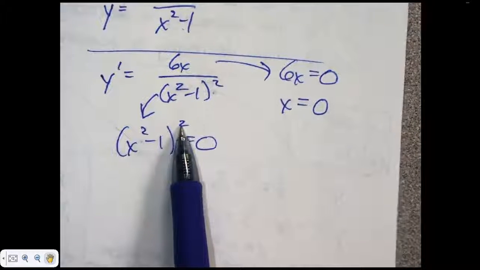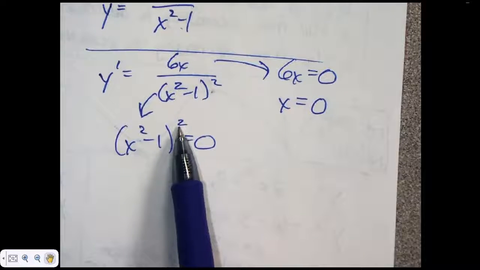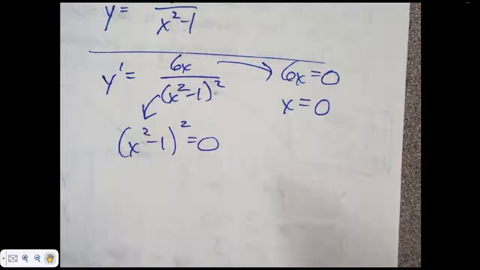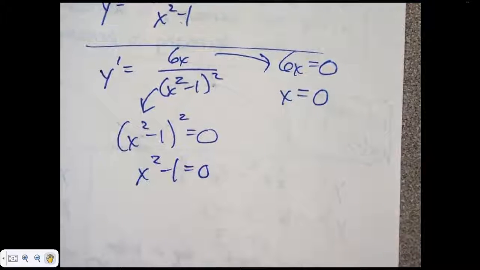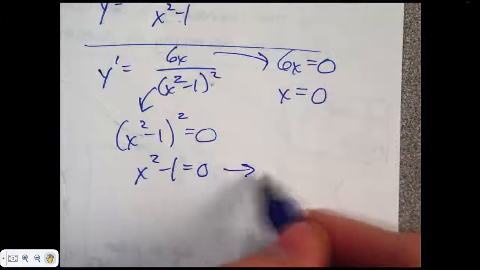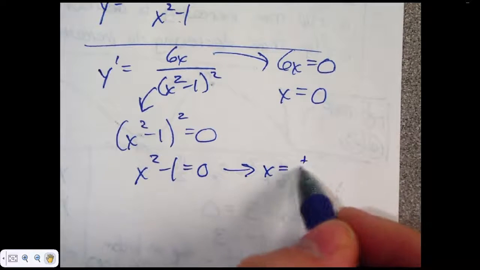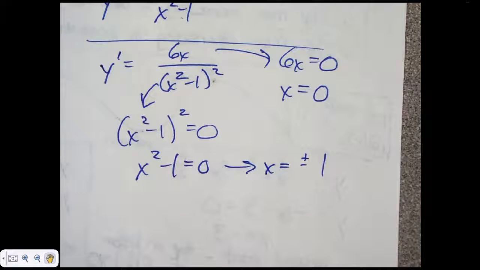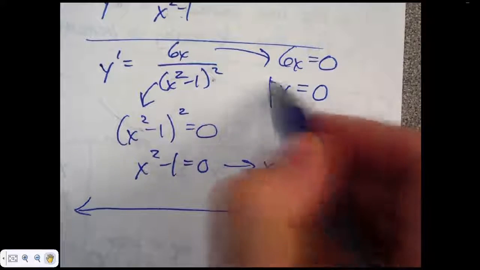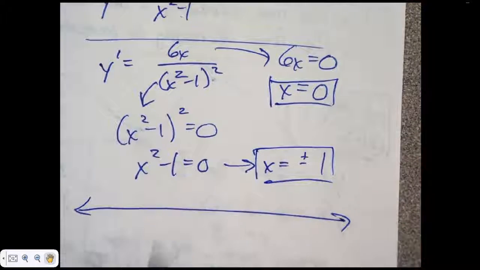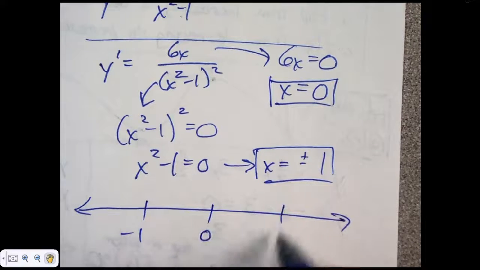Square root both sides, right? Well, if you square root this side, the square goes away. That's great. If you square root 0, what happens? Still 0. So you essentially have x squared minus 1 equals 0, which we've already solved. We did it with t's, but this gives you x equals plus or minus 1. So these are all critical points: 0, plus or minus 1. I'm going to put them all on the number line.